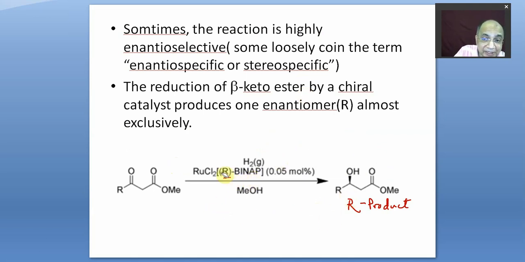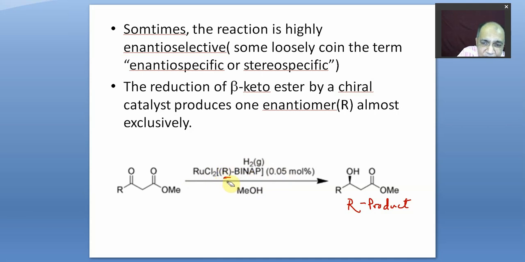Now, forget about this BINAP. This is a chiral reagent, a chiral catalyst. So when you are using a chiral catalyst, and this is R, the chiral catalyst is R. You forget about this. This is a ligand which is chiral, which is bonded to a ruthenium ion, and that itself is the catalyst.